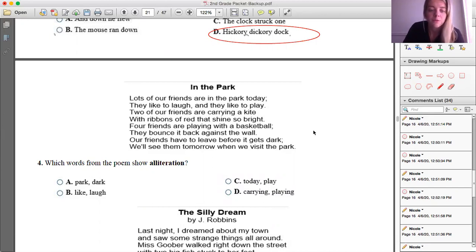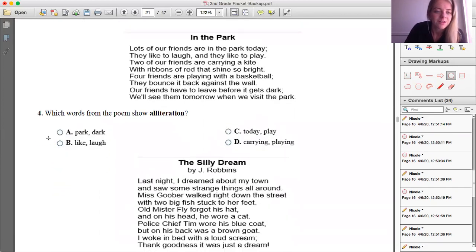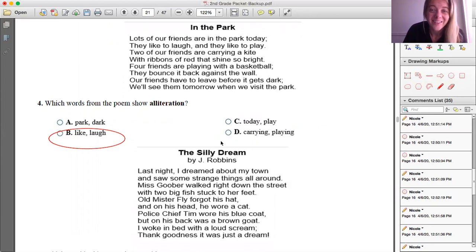Which words from the poem show alliteration? Remember, repetition at the beginning of the word. You should have circled like and laugh. All of the other ones are rhyming words, not alliteration.